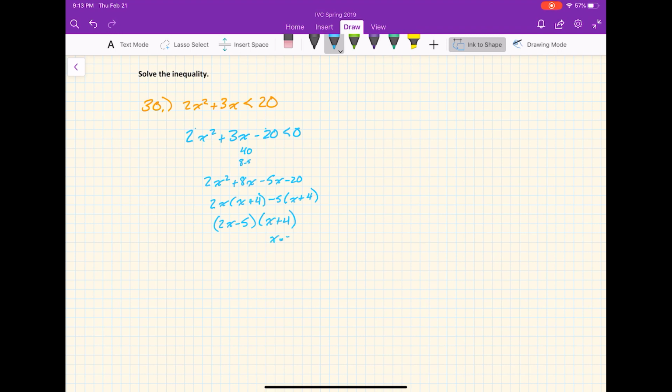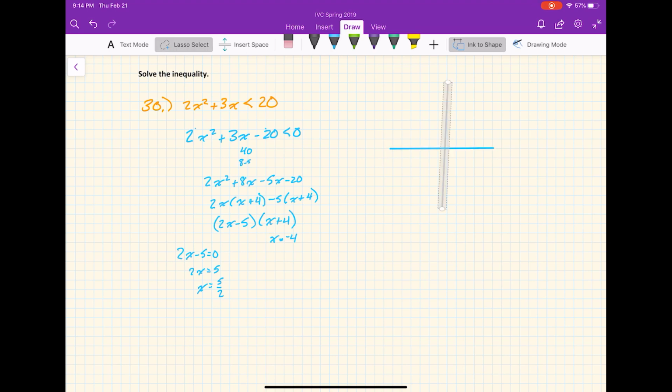Totally factored out there. This means I'm going to have x equals minus 4, and then I set the other side equal to 0, which is going to give me 5 over 2, but let me do the work here and show you how you get that. 2x equals 5, and then x equals 5 over 2. So my other x value is 5 over 2. Let me do a quick graph here.